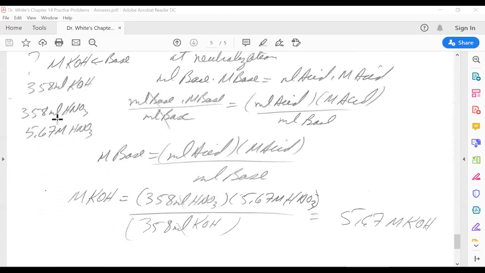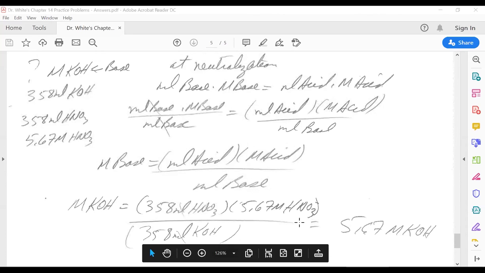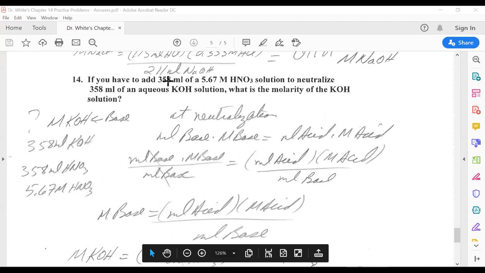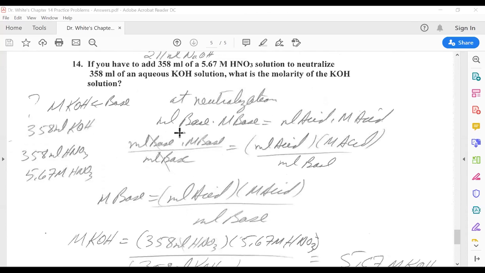Over here, what's the milliliters of acid? 358 milliliters. What's the molarity? 5.67. What's the volume or milliliters of base you use? 358 milliliters cancels out. I'm left with molarity. Do the math. 3, 3, 3, 3 significant figures. By the way, when you add the same amount of an acid or base to the same amount of a base or acid, both have the same molarity, which is what we just proved here.